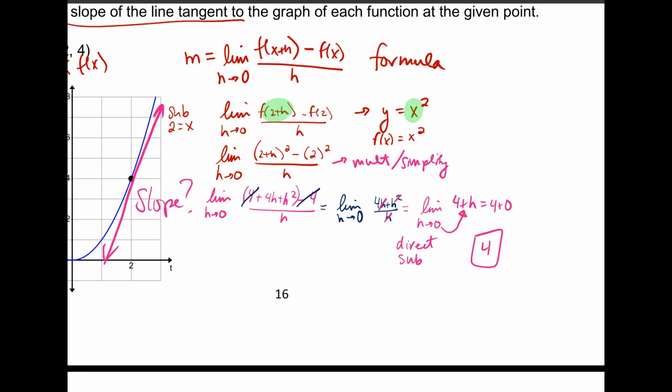Could it also be 0? No, because 0 would mean the slope is flat. Here, the slope is going up, and it's positive. If the line was going straight up and down, the slope would be undefined, and we'd find infinity when we plug it in.